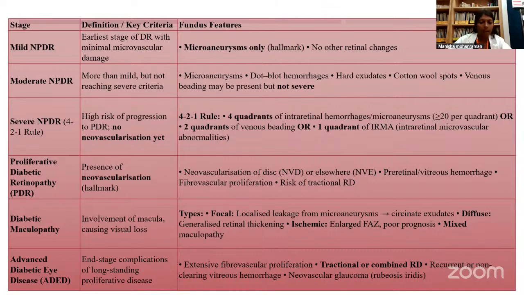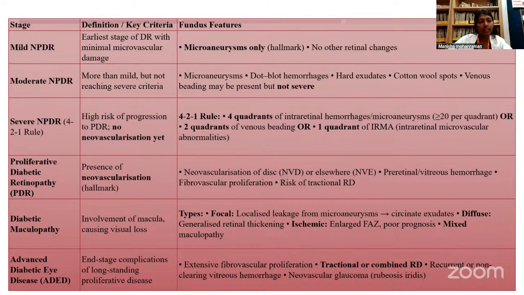The next one is diabetic maculopathy. It involves the macula, leading to visual loss. The types are focal, diffuse, ischemic, and mixed. In focal, we'll have localized leakage from microaneurysms causing circinate exudates. In diffuse, there will be generalized retinal thickening. In ischemic, there is an enlarged foveal avascular zone with poor prognosis, and then mixed maculopathy.